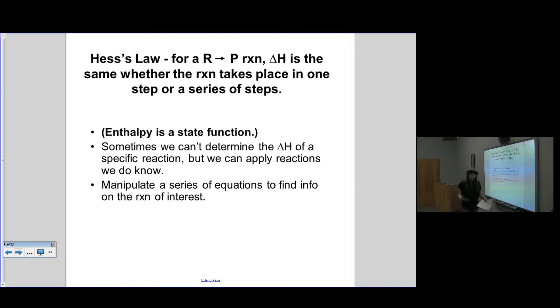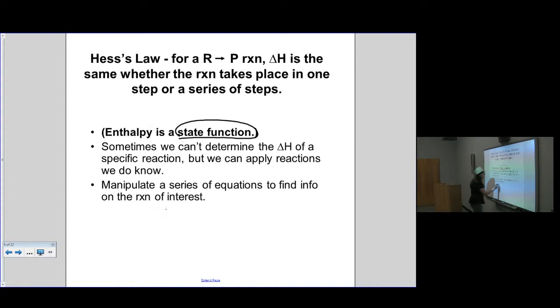Now we'll start with Hess's law. Why is Hess's law something we can use, where we just add up a series of different reactions? That's because, recall, enthalpy is a state function. What that means is it doesn't matter how you got there. The only thing that matters is where you start and where you end, not what pathway you use.